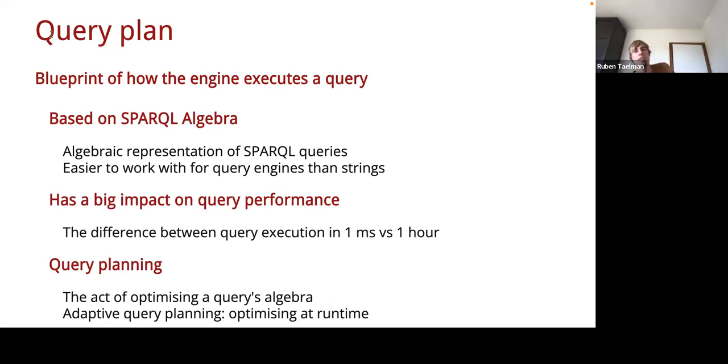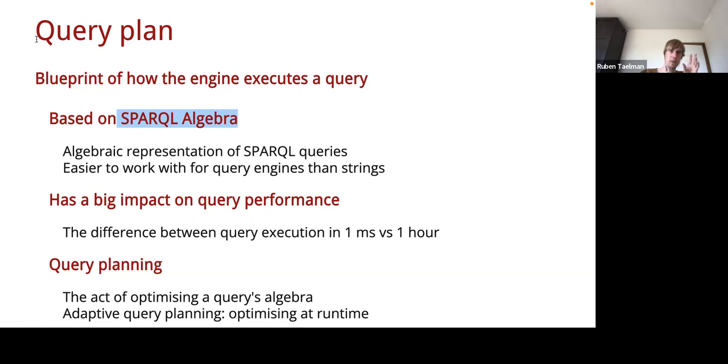Another thing I want to mention is a so-called query plan. For people that used other query engines before, you know that a query plan is basically a blueprint of how a query engine will execute a query. And of course, Comunica also has a query plan internally. Comunica uses the SPARQL algebra for this, which is basically an algebraic representation of a SPARQL query string. We use this format just like any other query engine because such a representation is just easier to work with than working directly on query strings.